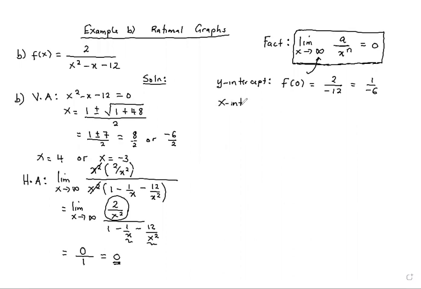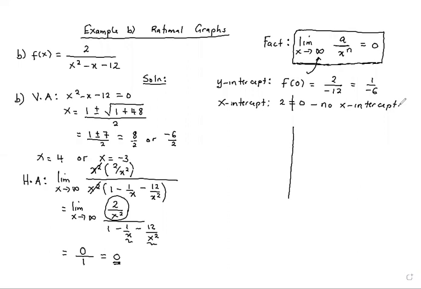X-intercept. We equate the numerator to 0. And the numerator can never be 0. So no x-intercept. Hope you understand that. There's no x in the numerator. So we said equate it to 0 and solve for x. Now there's no x, so you can't force it. It means there's no x-intercept.